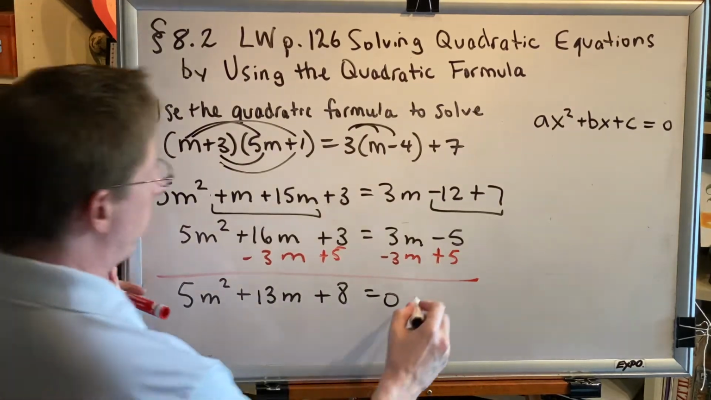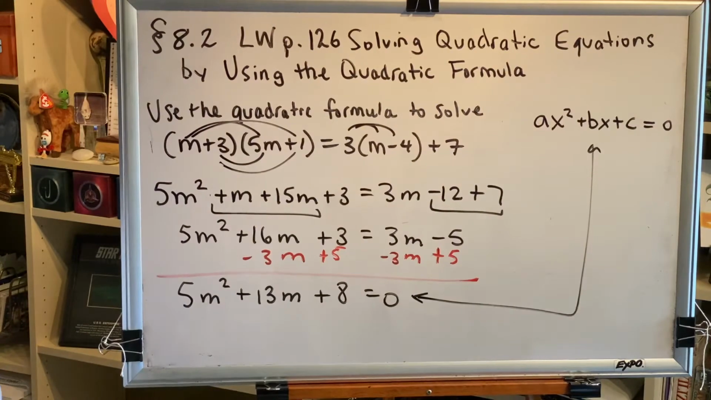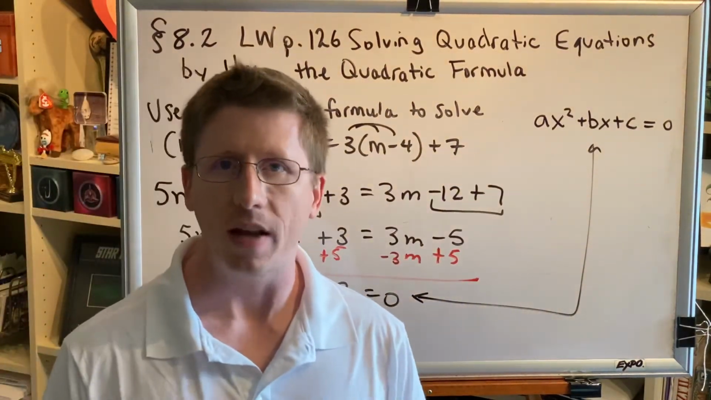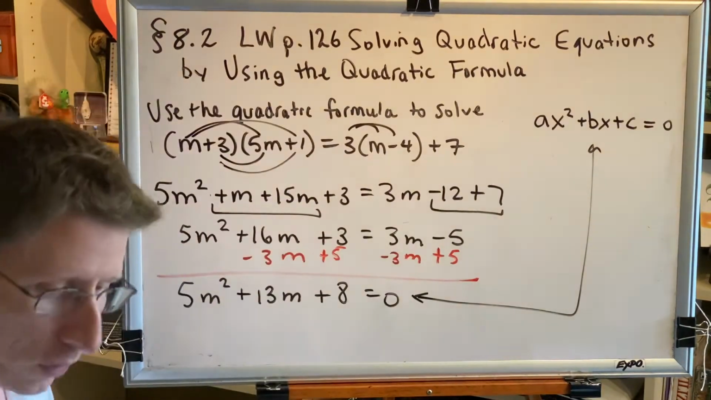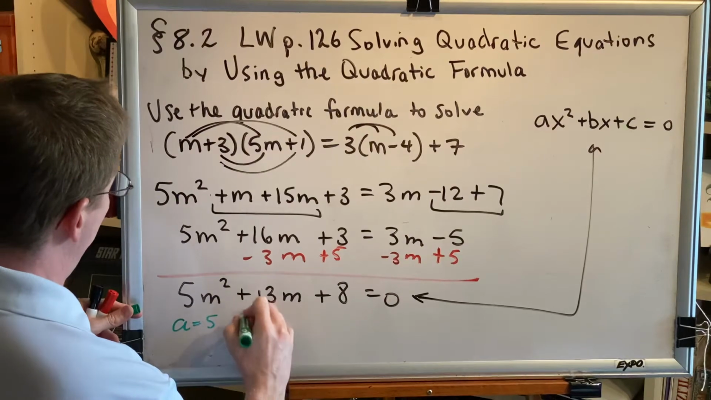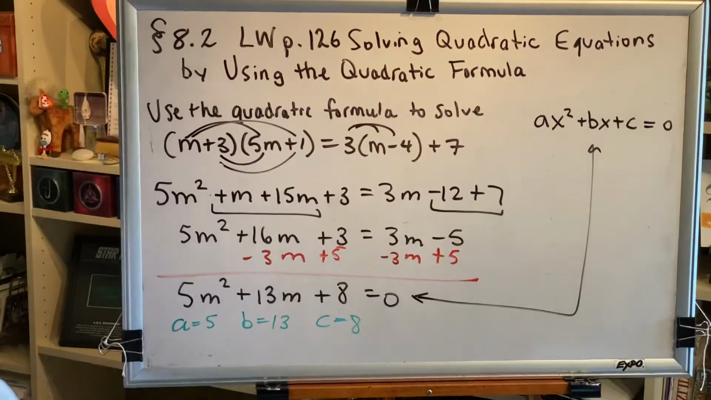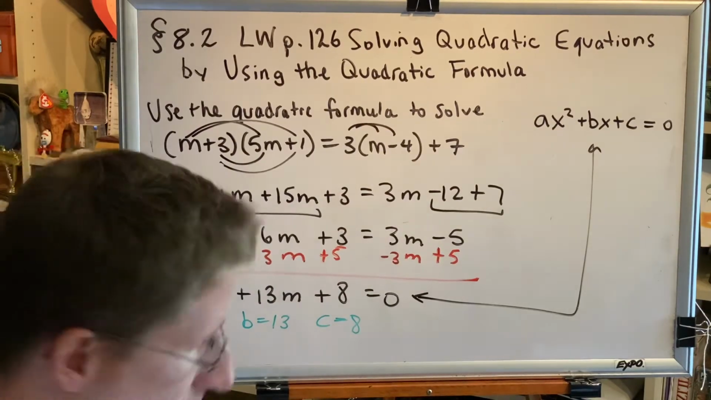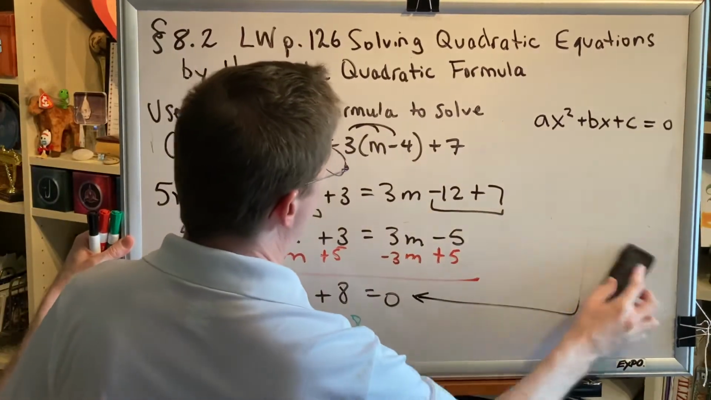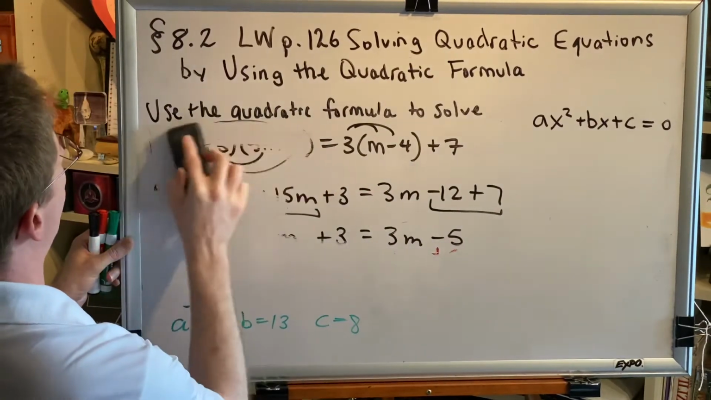Now, compare this with this. You will see that we have now achieved the objective. We have put our equation in a form such that we can now use the quadratic formula. Let's identify our coefficients. A is 5, B is 13, C is 8. All right, so now that we know our three coefficients, we just have to plug into the quadratic formula and simplify, and we will have our answer to this problem.